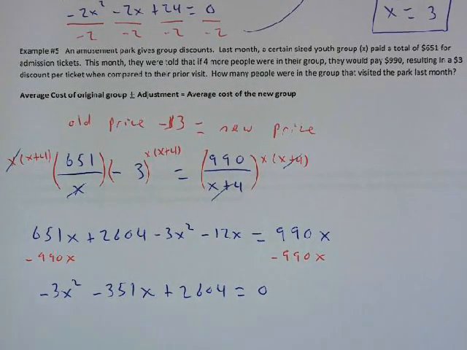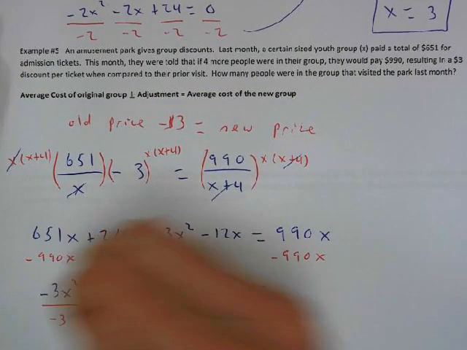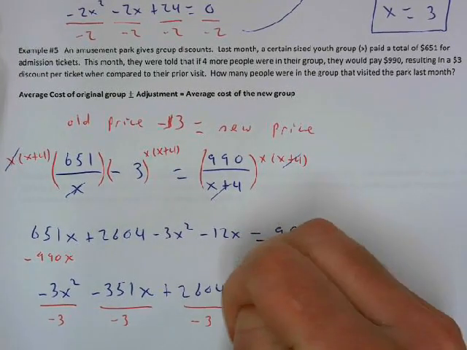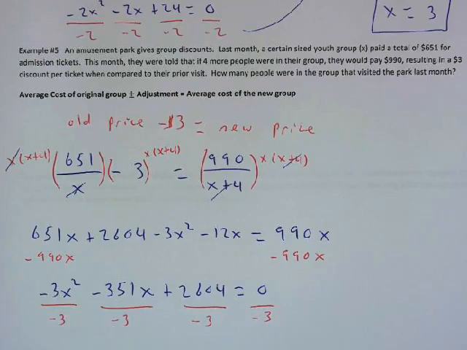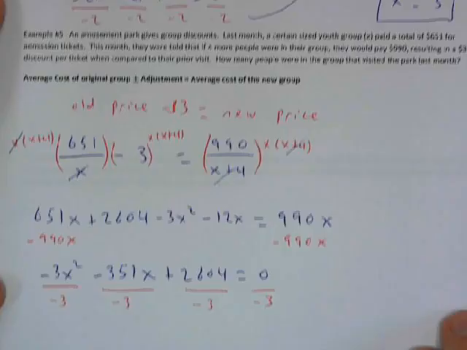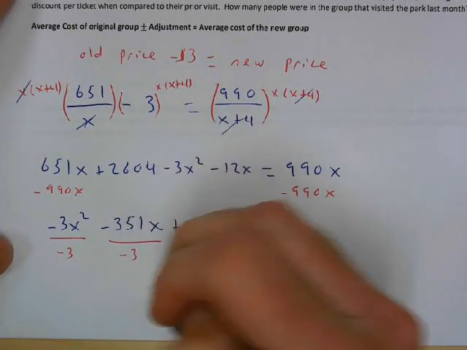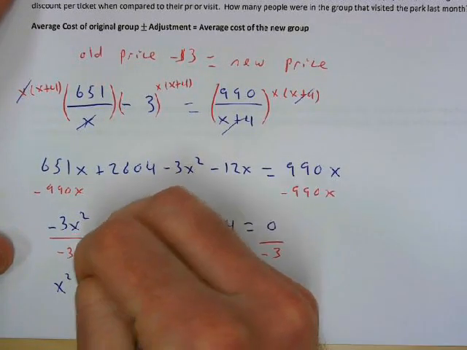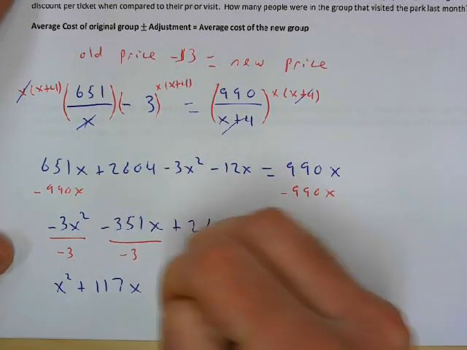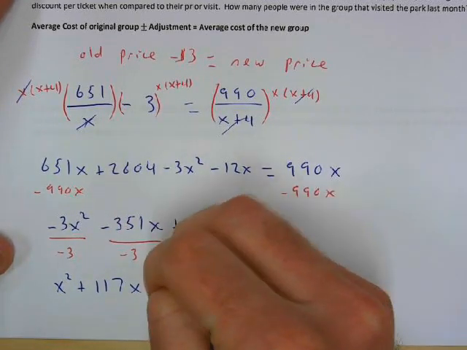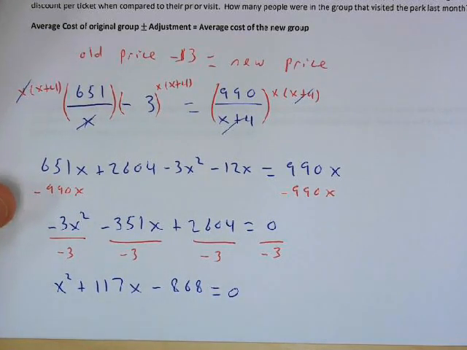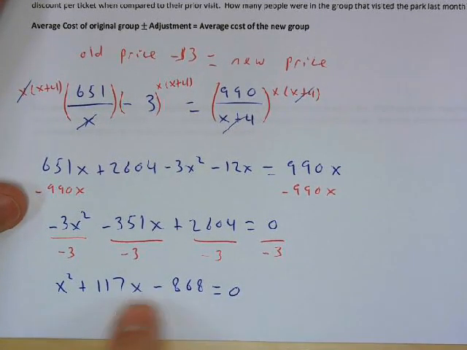Good news is they're all divisible by 3. So let's divide everything by negative 3, including the 0, even though it won't change. And that'll make our problem a little bit more manageable. Okay, so here we're going to get x squared plus, when we divide that, we get 117x minus 868 equals 0. And then next, we can use the quadratic formula, or we can factor this thing.